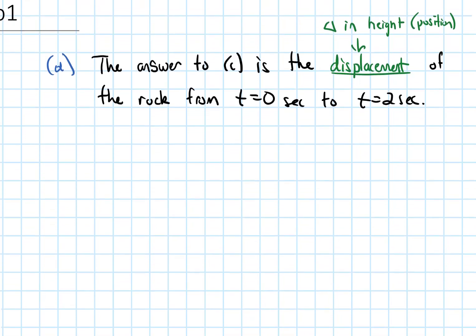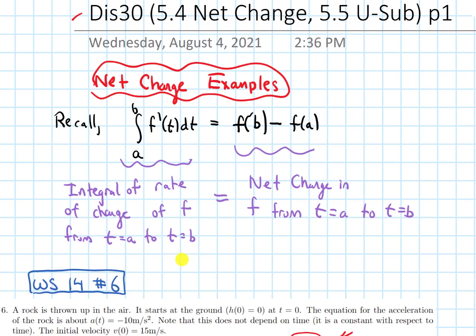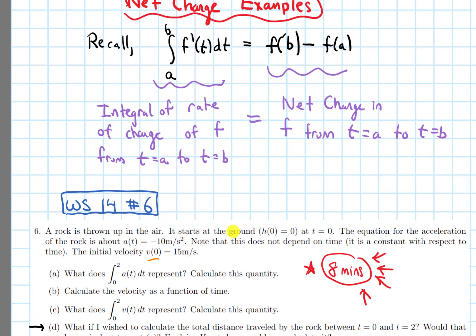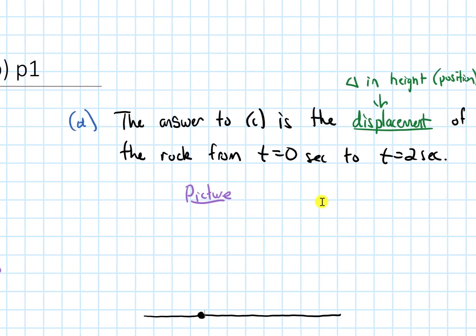So for this, I'm going to draw a picture to talk about, is there a difference between displacement and distance? So here's the ground. The problem told me that the rock started off on the ground. It tells me that when it said that it starts at the ground, H of 0 is 0. Okay, so it's starting at the ground.